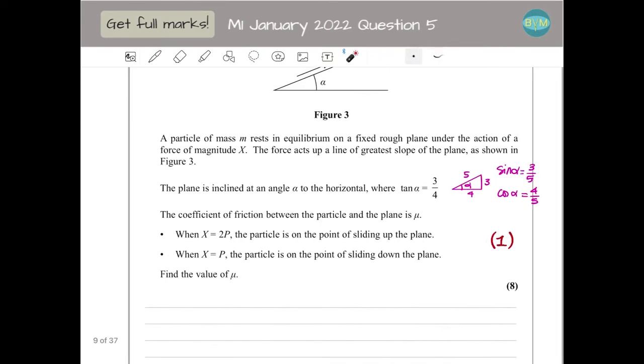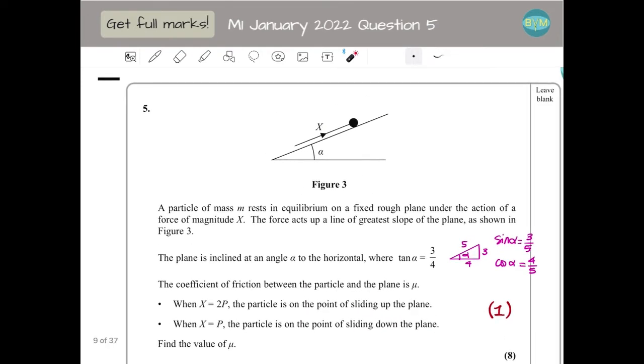Then the coefficient of friction between the particle and the plane is mu, and when x is 2p, the particle is on the point of sliding up. When x is p, the particle is on the point of sliding down. So for the first situation, I have a particle on the point of sliding up, which means that the friction goes down, because friction always goes against the motion, or against the tendency of motion if the particle is not moving. So as the particle is about to move up, friction goes down.